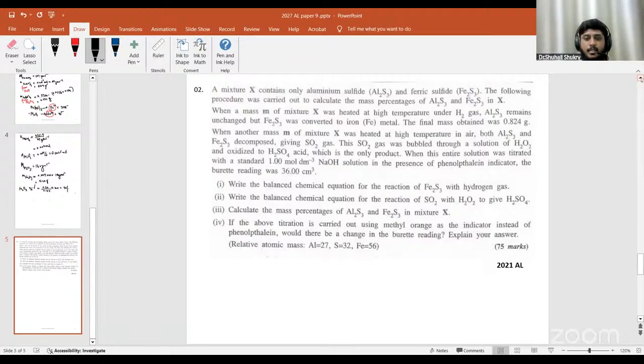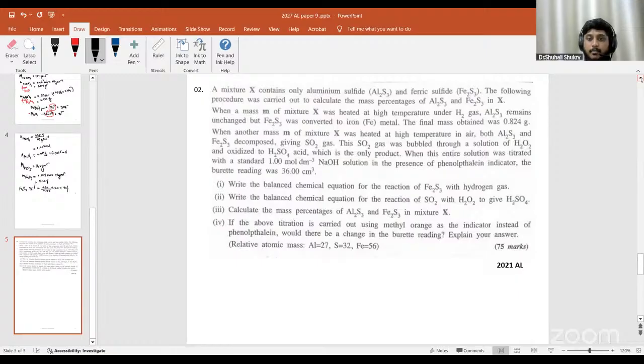Then a mass M of mixture X was heated at high temperature under hydrogen gas. Aluminium sulfide remains unchanged, but ferric sulfide was converted to iron metal. They have already given the equation: Fe2S3 plus H2, then what do you get? Iron metal. The final mass obtained was 0.824 grams.